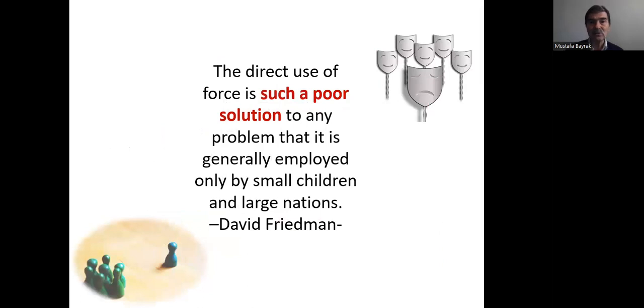Now, the direct use of force. Who said this beautiful word of wisdom? Yes, David Friedman said. What did he say? Let's see what he said. The direct use of force is such a poor solution to any problem that it is generally employed only by small children and large nations. So here, force takes the place of wisdom.